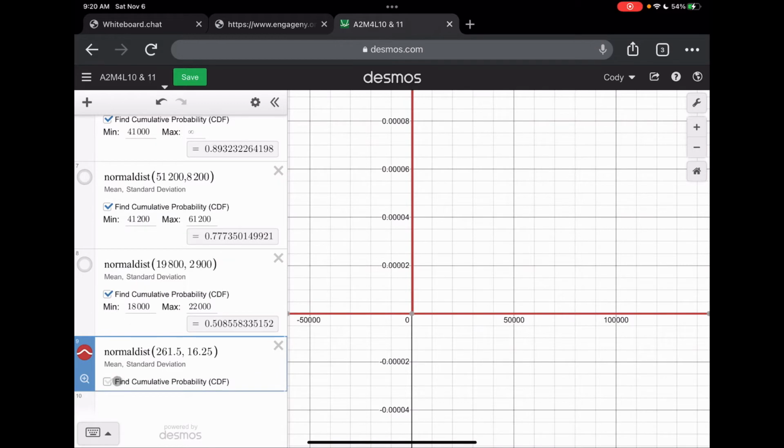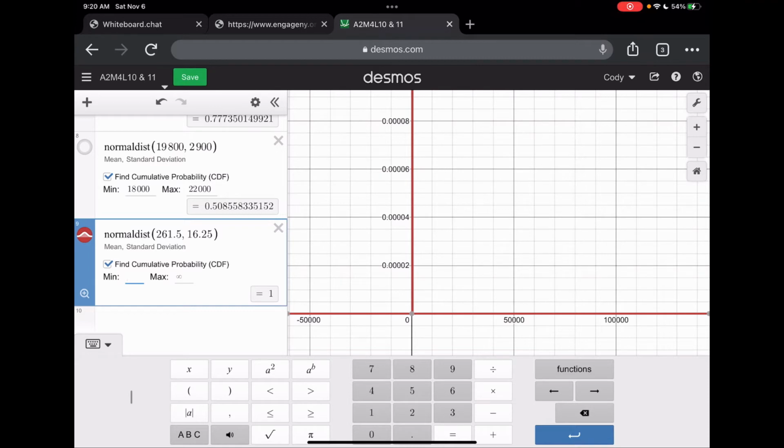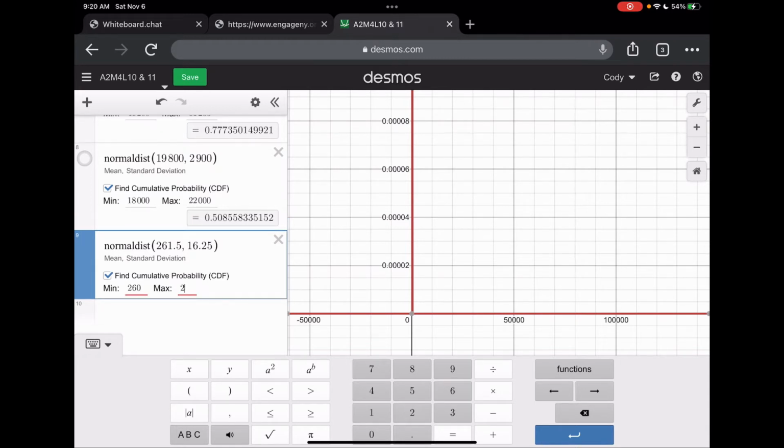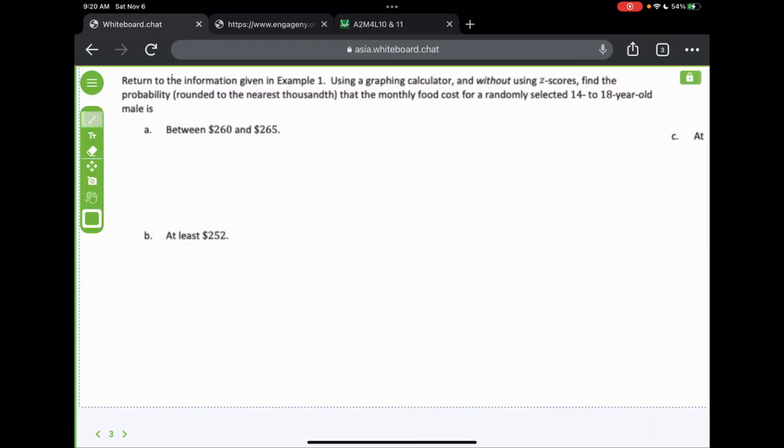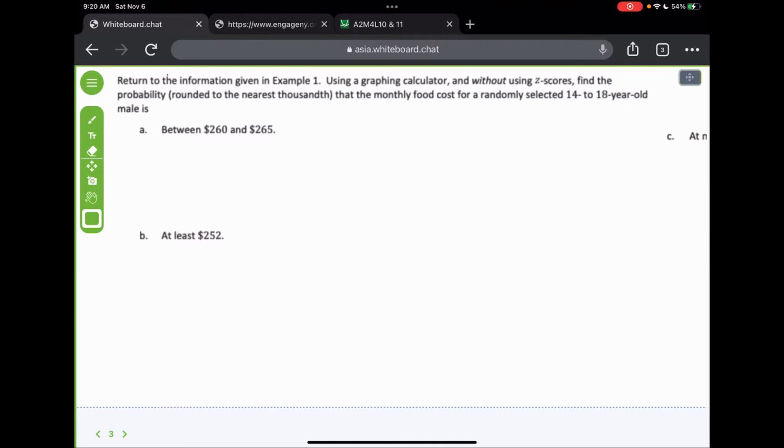Okay. Now we want to find the cumulative probability. So we're going to click find cumulative probability, and what are we looking for? Well, if we go back to our problem, 260 to 265. So between those two values. So all I'm going to do is type in 260 and 265. And there is your probability, 0.122. So that's all I would write. 0.122.